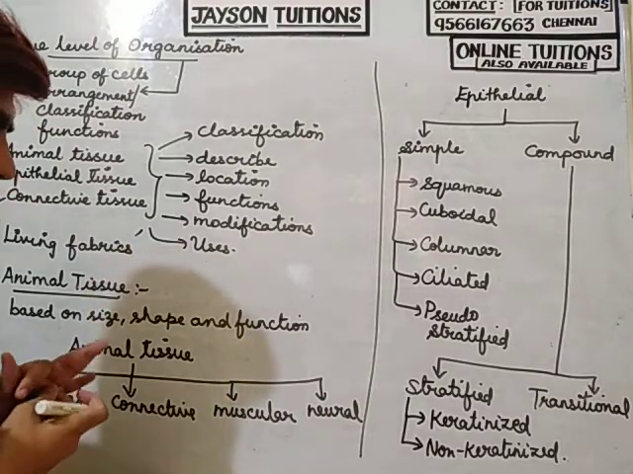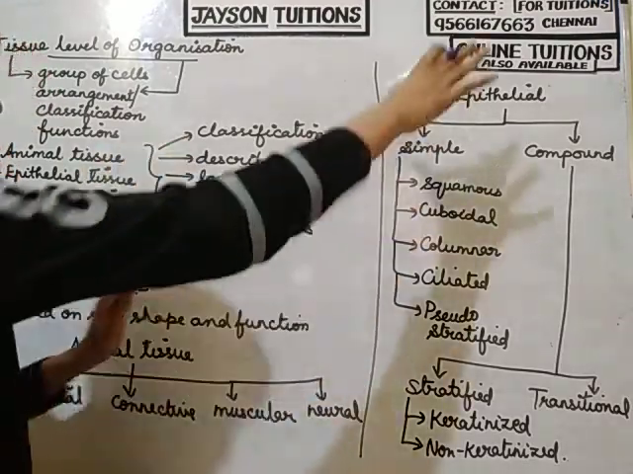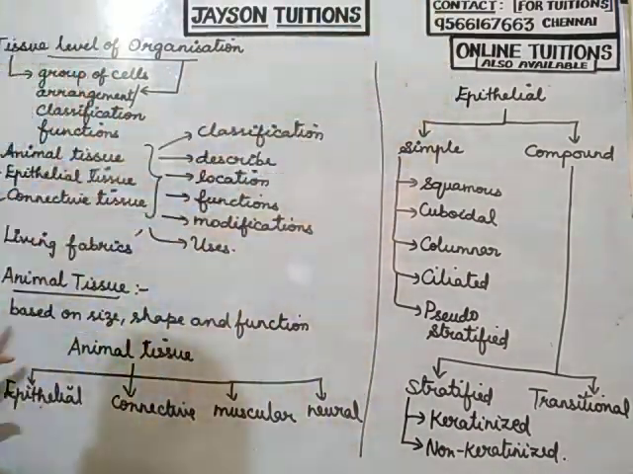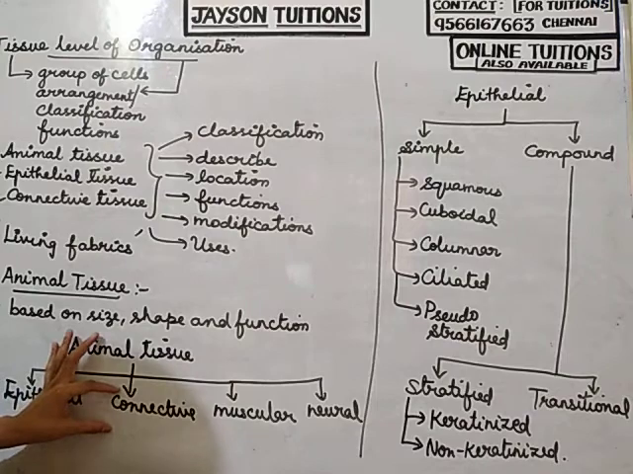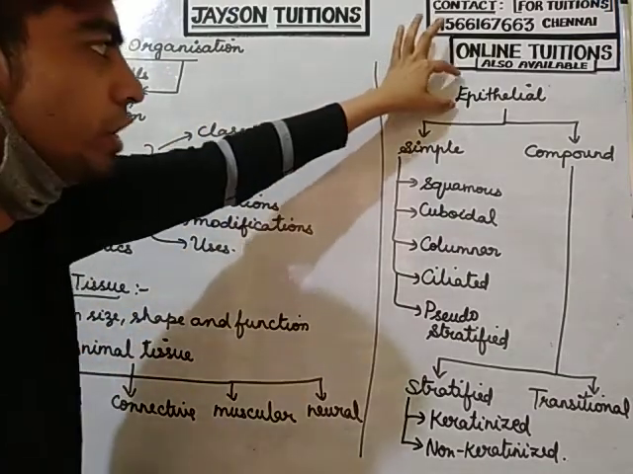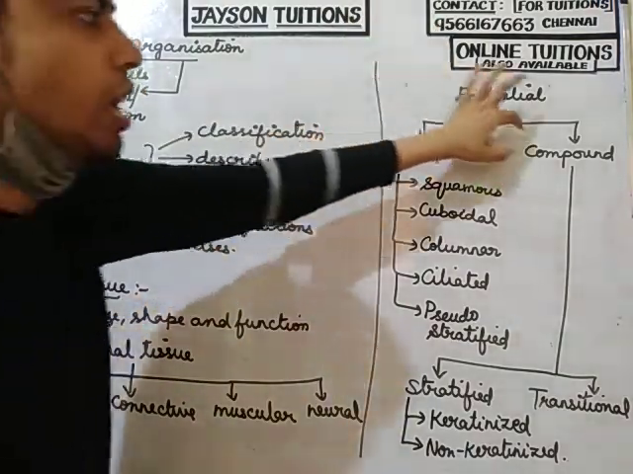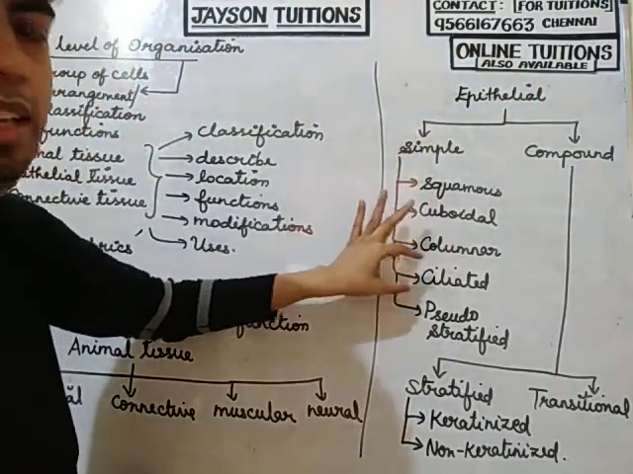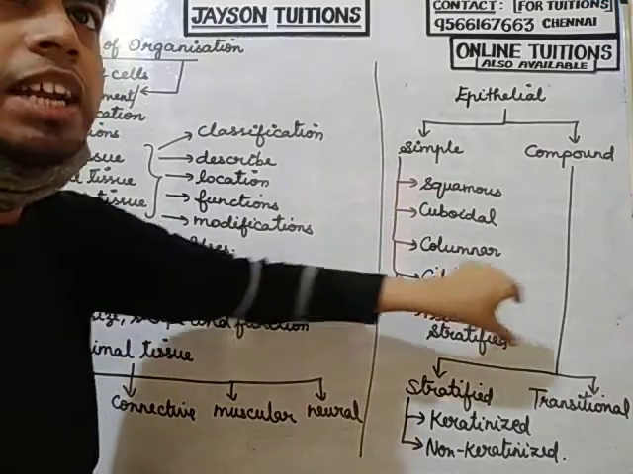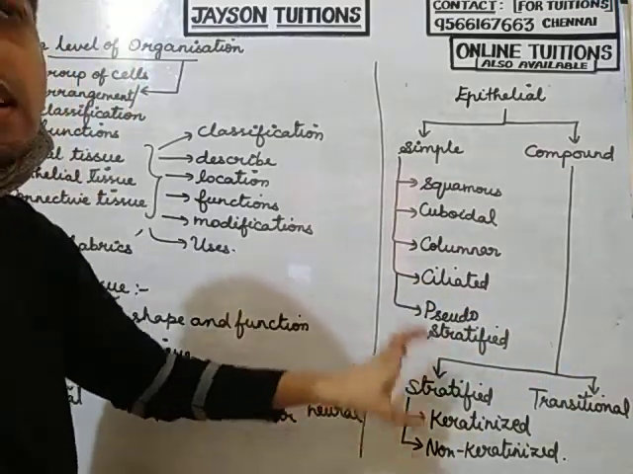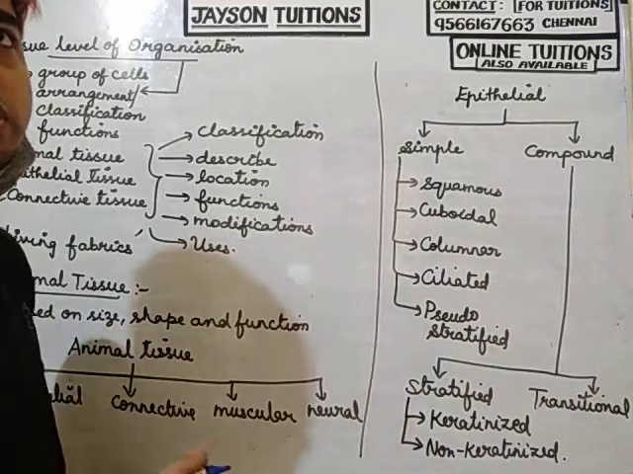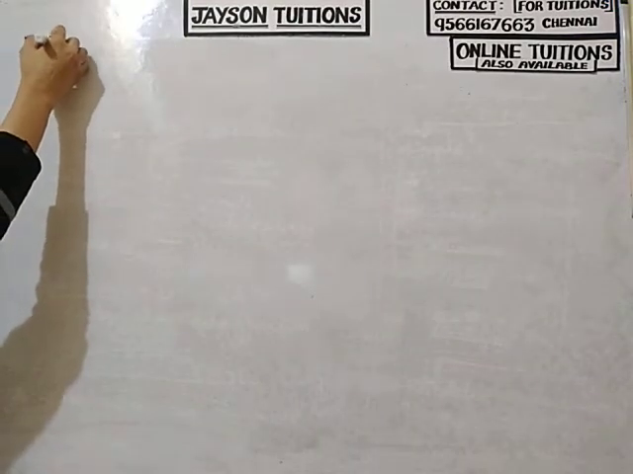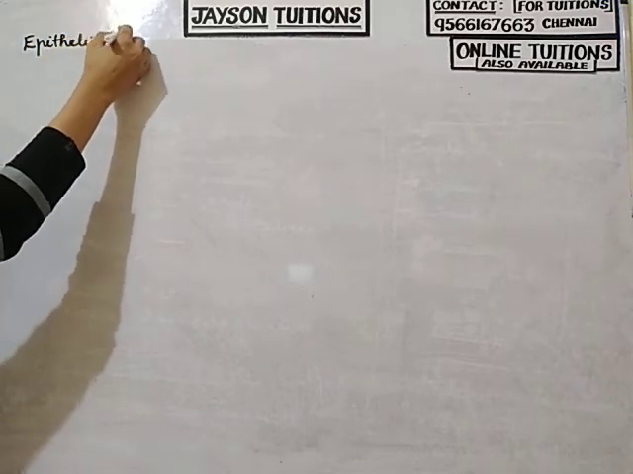Now we are going to study all these things in detail. First we will be studying about epithelial tissue, then we will go to connective tissue. In epithelial tissue, we are going to study what is simple, what is compound, what is squamous, cuboidal, columnar, ciliated, pseudostratified, stratified, transitional, keratinized, non-keratinized. Everything we are going to study.